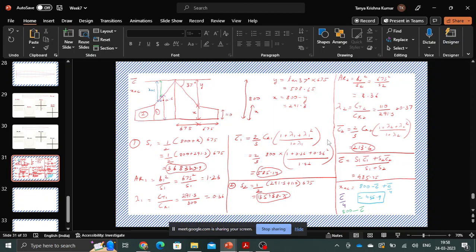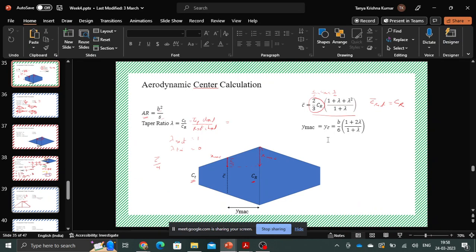Can you again show the YMAC formula? Just a minute. Yes, here it is. It's b by 6 into 1 plus 2 lambda by 1 plus lambda. Why we focus mostly on the XMAC is because when we see stability, the pitching moment, all of those stabilities, the neutral point distance, it's all from the leading edge. So that value is XMAC. Okay. Any other questions?